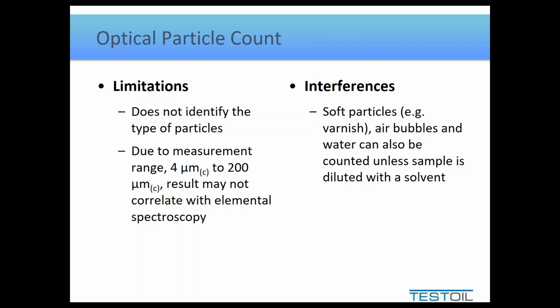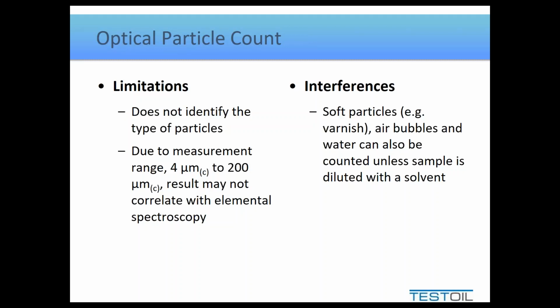Interferences to this method, however, are anything else that might cast a shadow, and that could be air bubbles, water molecules, or soft contaminants like varnish. So this test tends to skew high unless special steps have been taken to prepare the sample. If you send the sample through the instrument neat, meaning no dilution, no mixing with anything else, you tend to get a higher count than you would if you dilute the sample and then take the dilution into consideration.